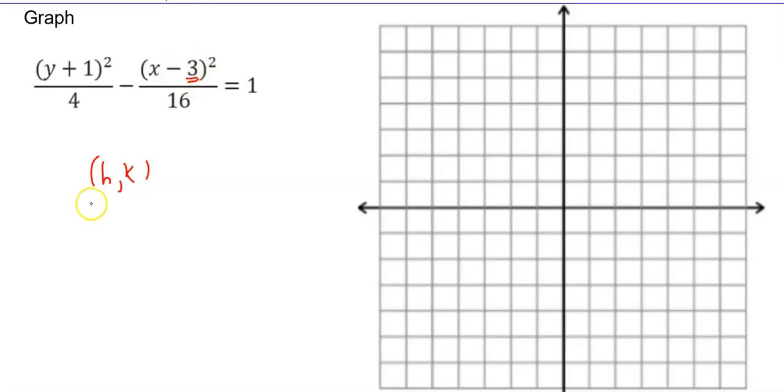So that gives me my h value, which if it's x minus 3, it'd be a positive 3 here. My k value comes from this. This would be a -1. So 3, -1 is the center of this particular hyperbola.